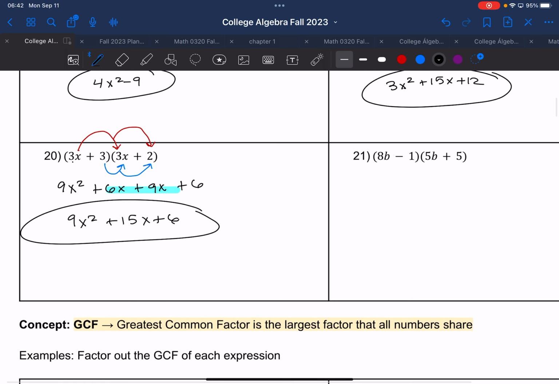Okay, go ahead and work on number 21 for a few seconds. Remember, we're FOILing, we're multiplying the first term and then multiplying the second term. Just make sure when you multiply that second term that you are including that -1.